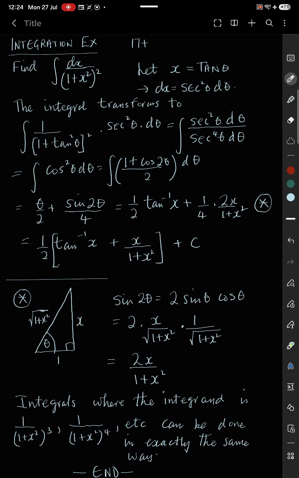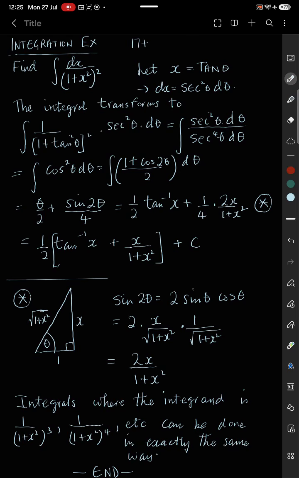which is (1 plus cos 2 theta) over 2 d theta, which is theta over 2 plus sine 2 theta over 4, which, going back to the old variable, becomes 1/2 tan inverse x plus 1/4 times 2x over 1 plus x squared. Now, I'll explain how I've done that in the footnote, and that's equal to 1/2 bracket tan inverse x plus x over 1 plus x squared, plus the obligatory constant c.